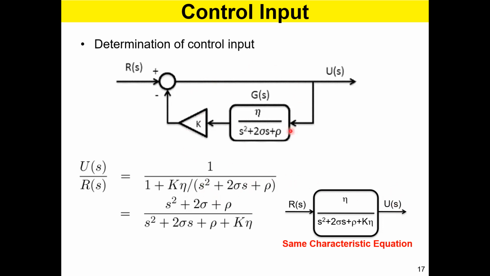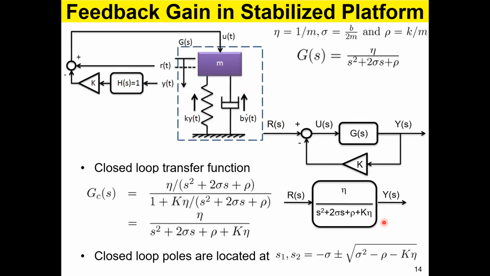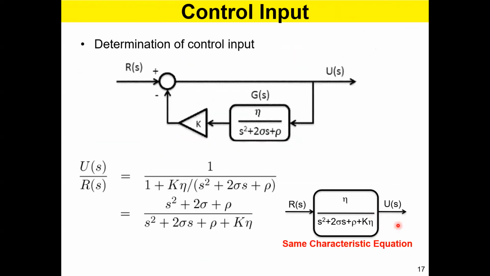this system also has the same characteristic equation: s square plus 2 sigma s plus rho plus k eta equals 0. Earlier, this one, you had the same characteristic equation. Now you have changed your response from the actual response y(s) to u(s), and you get this one. It's the same characteristic equation. So that is another thing you need to remember.